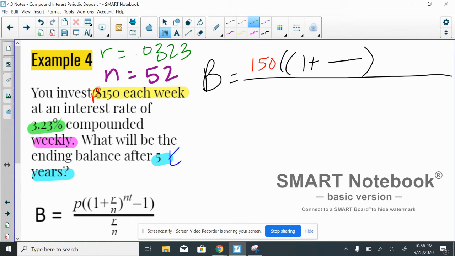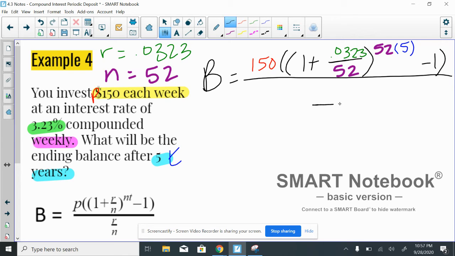So my R value here is 0.0323 divided by the N value of 52. Excellent. The exponent here, the NT, is going to be 52 for N, and the time value that they gave me was 5. Okay, writing that all down just like it looks. And then on the end of this numerator, you've got to have -1 with a closed parentheses.